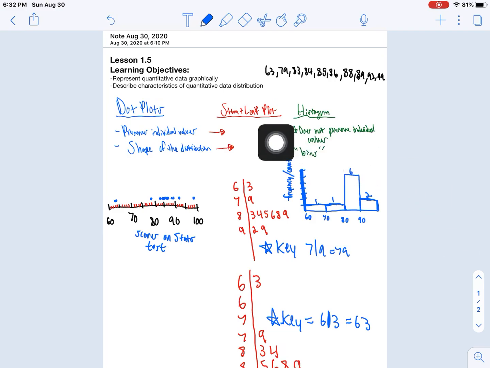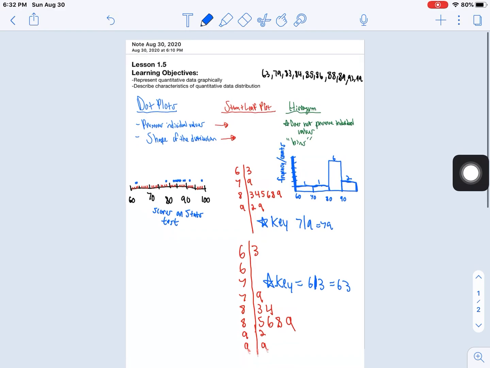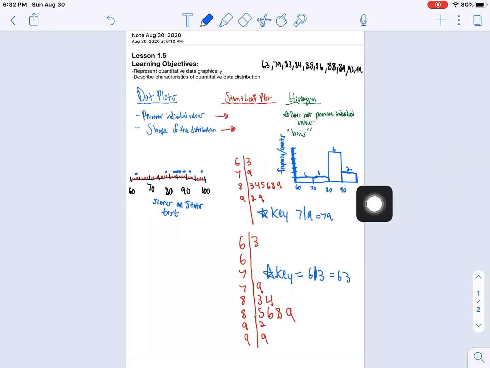Alright guys, so that's it for today. Dot plots, stem and leaf plots, histograms. If you didn't get all these notes down, not a big deal. But these 3 things will be coming back up the rest of the year.